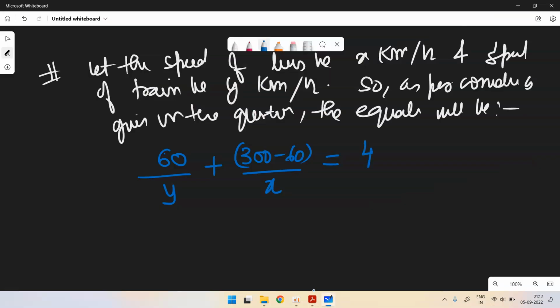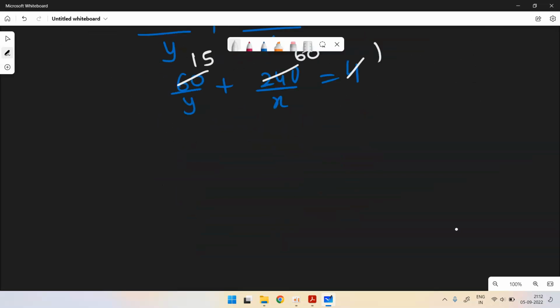So speed is distance by time, so time is distance by speed. If you calculate, this is 60 by y plus 300 minus 60, which is 240 by x, equal to 4. And if you directly cancel this, 4 ones are 4, 4 sixes are 24, 60 and 4 twos are 8. Sorry, 4 ones are 4, and 240 by 60 is 4. So the equation will become 15 by y plus 60 by x equal to 1. This is my first equation.